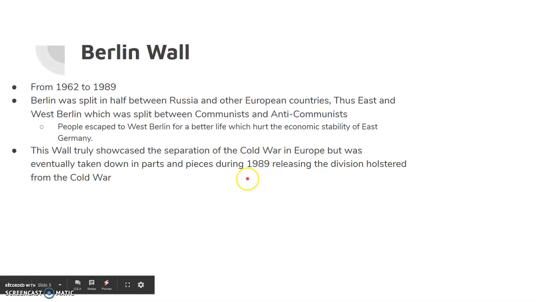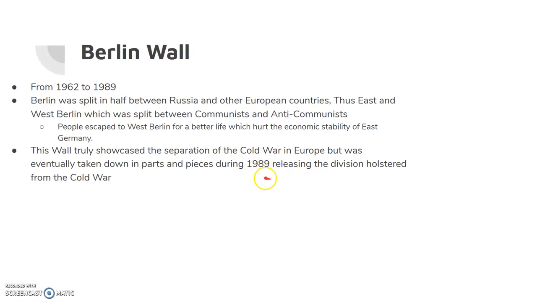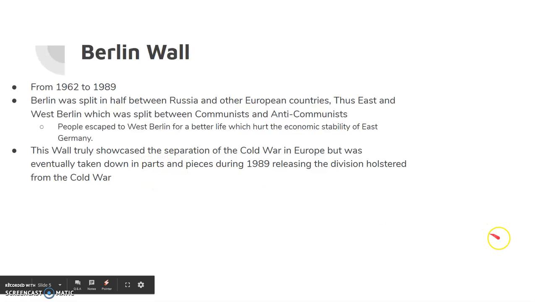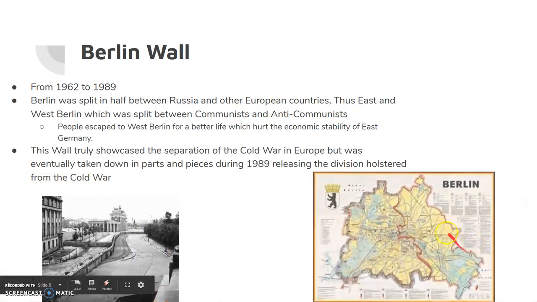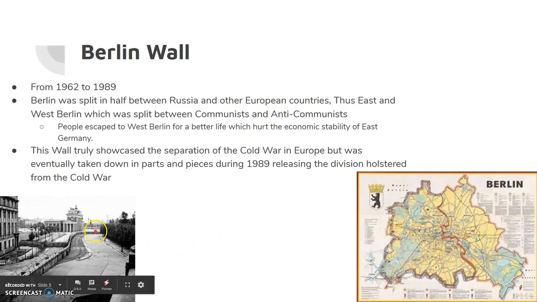It was eventually taken down in 1989. It may still be standing to this day, but major parts and pieces of it were taken down, so you can access the rest of Berlin. Here we go. You can see more or less what the wall looks like in this corner image and how it's spanned all around here.